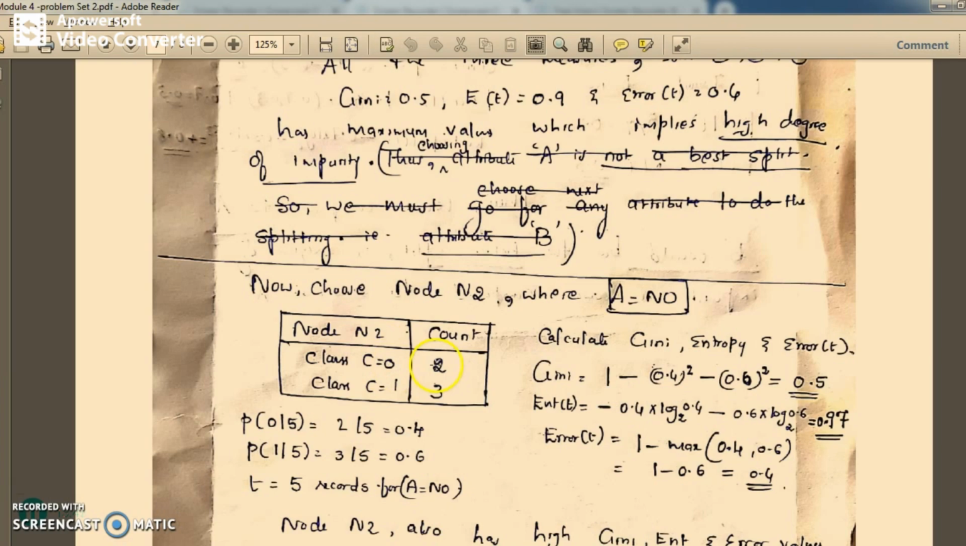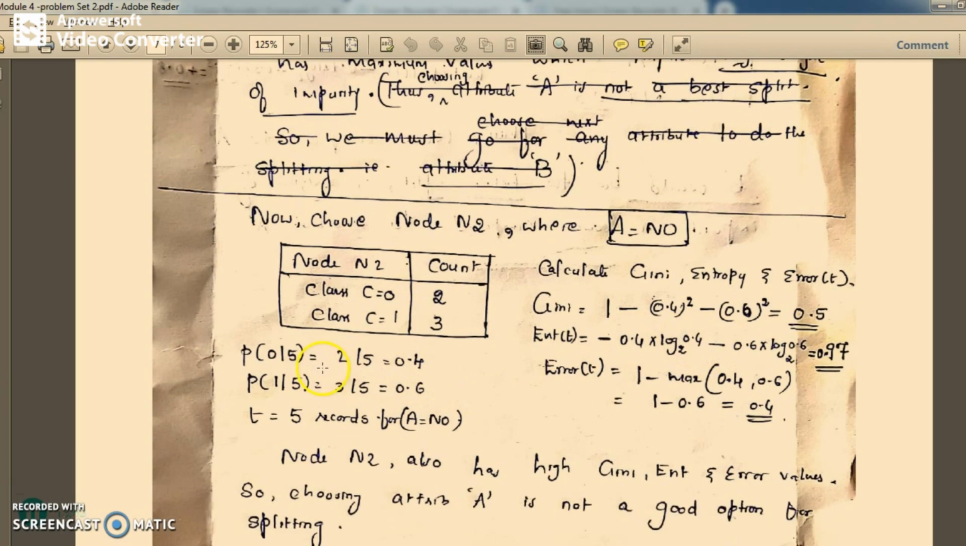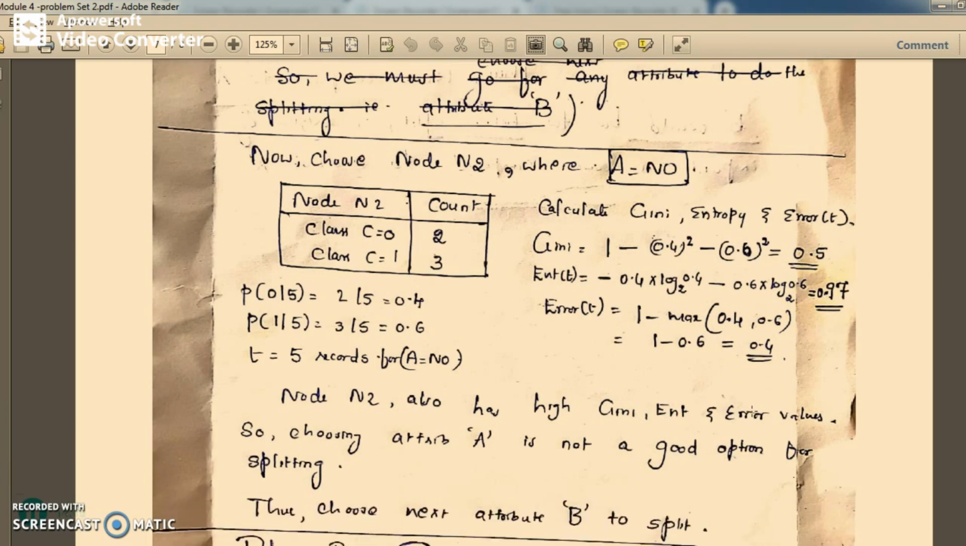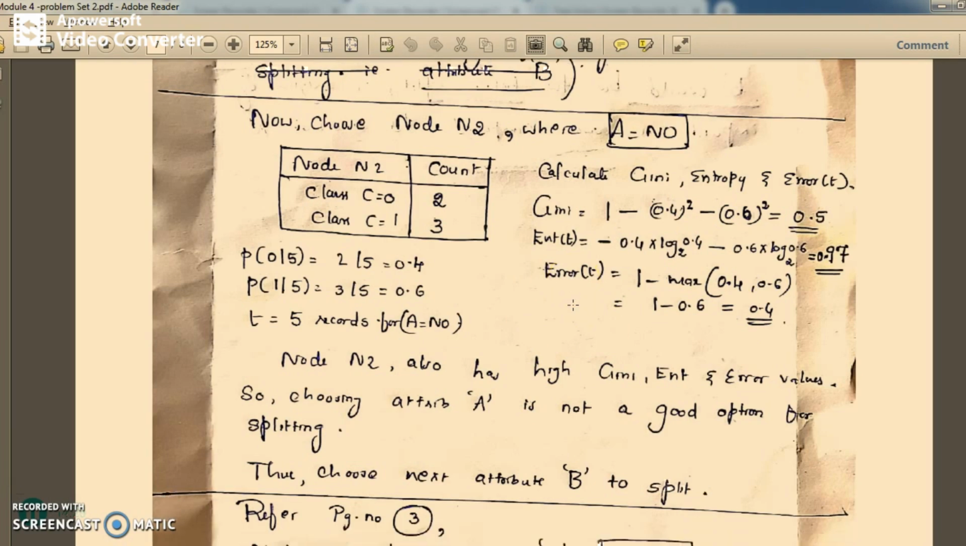The count of class 0 records is 2 and the count of class 1 records is 3. Substitute the fractions of records belonging to class 0 and class 1 and you get this answer. Compare the values: 0.5, this one nearly 1, and this one 0.4. Still it is one and the same. We are not finding any better result. So you can see attribute A has given a high degree of impurity for both node n1 and node n2. That means choosing attribute A is not a good choice. It's not a better split. So we'll go to the next attribute.